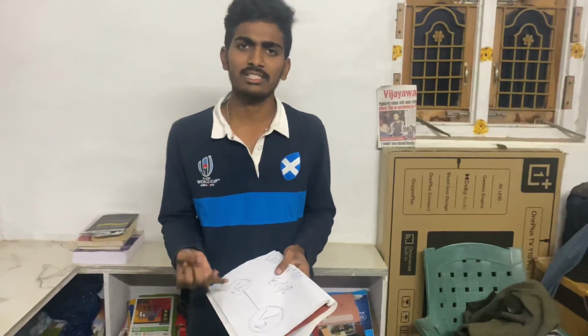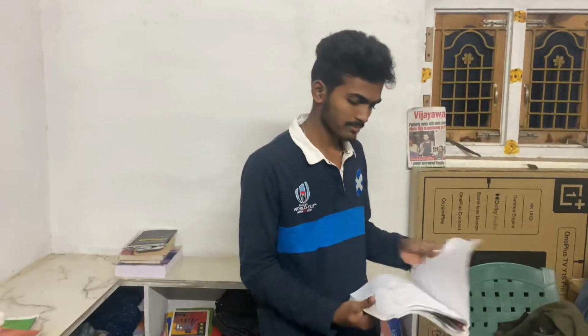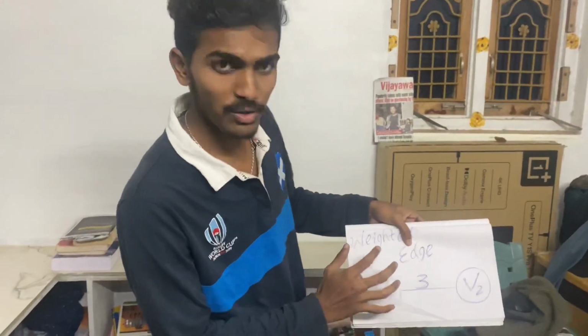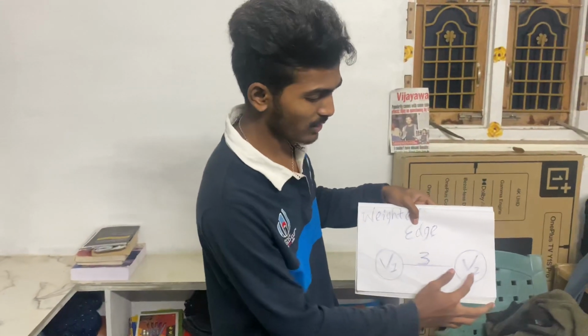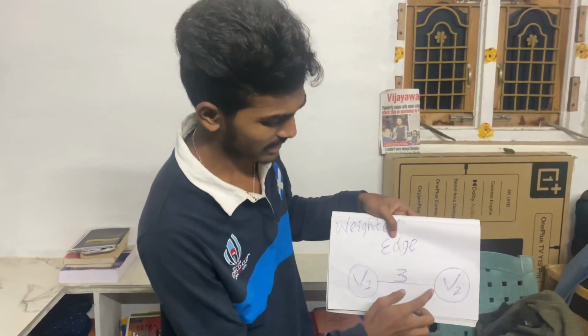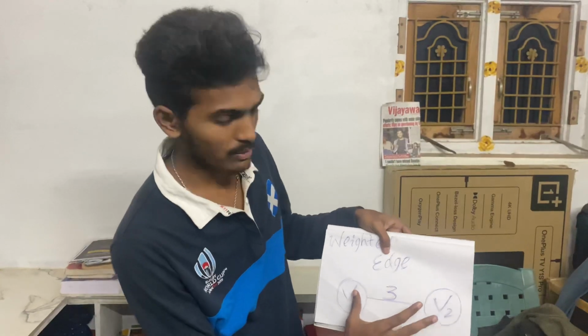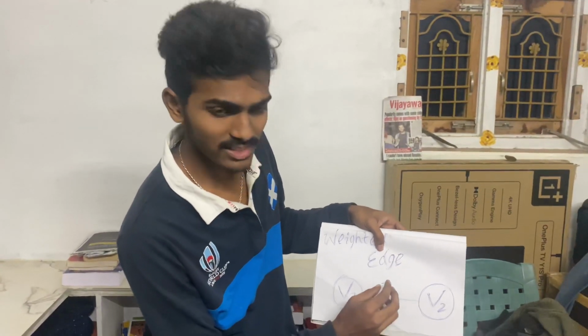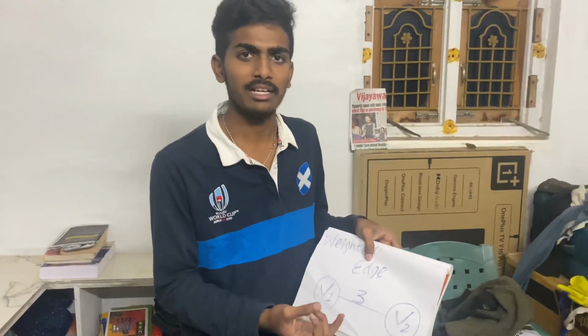Next, weighted edge. This weighted edge is an edge that represents differences in weight, cost and time. This is an example of a weighted edge. See, V1, V2 are the vertices and this is the edge between V1 and V2. Here 3 shows the difference between V1 and V2 in terms of cost, time and distance.